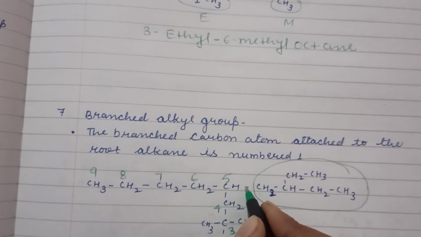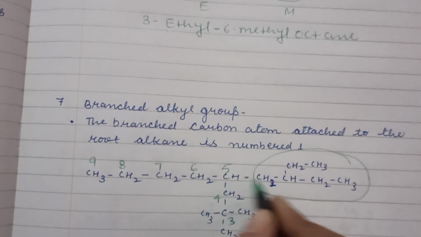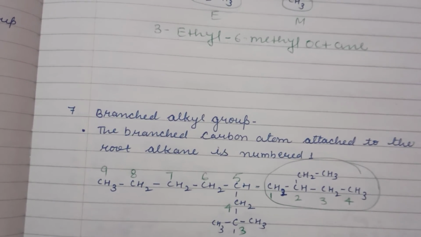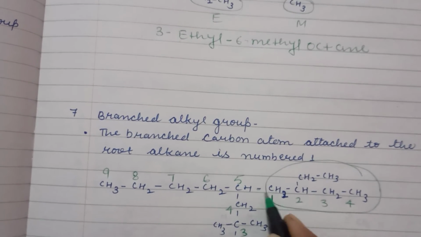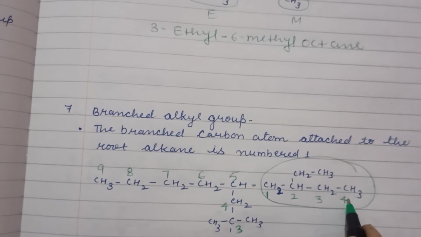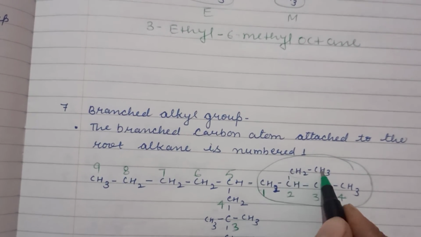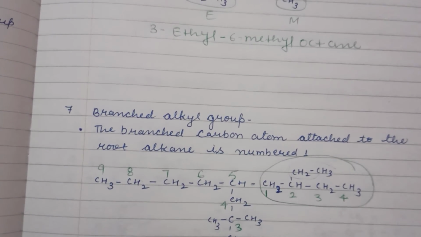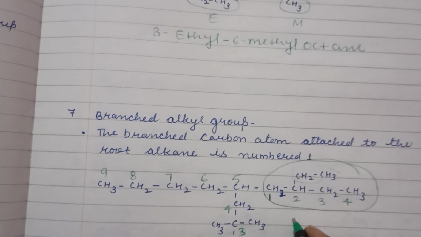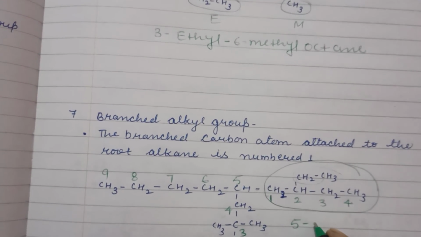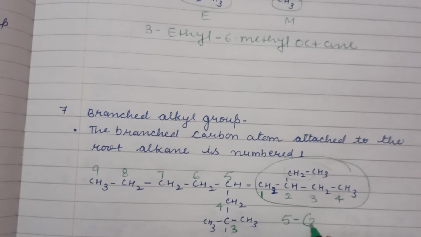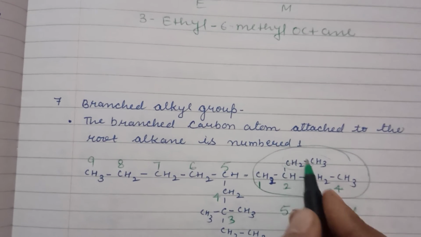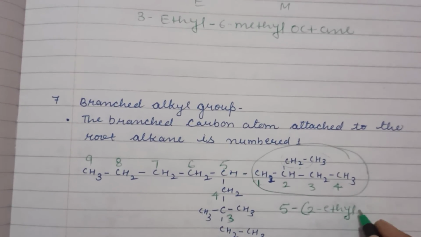So you will start numbering from the carbon atom which is attached to the parent chain. 1, 2, 3, 4. Okay, so in this branch this is butyl group. Okay, and here one ethyl group is attached. So how you will name? At carbon number 5 you are getting butyl group. So start numbering. 5, 2 ethyl, because 2 number carbon has ethyl and this is butyl.